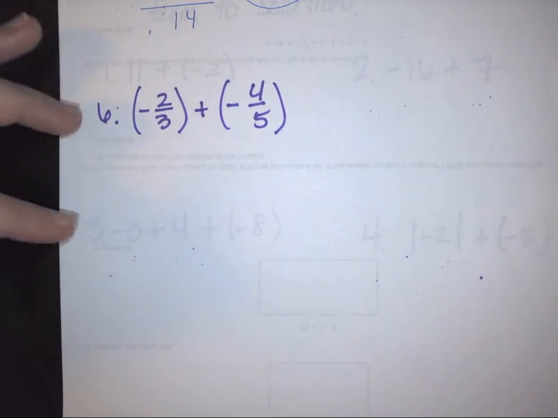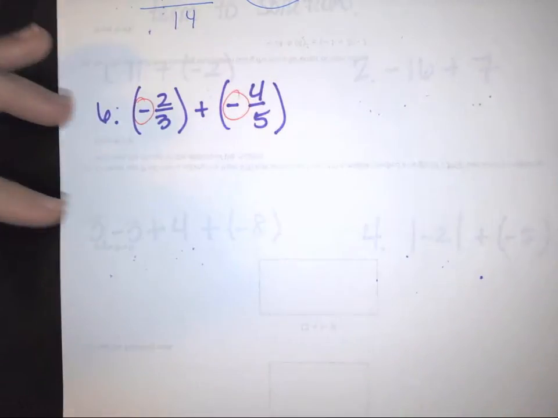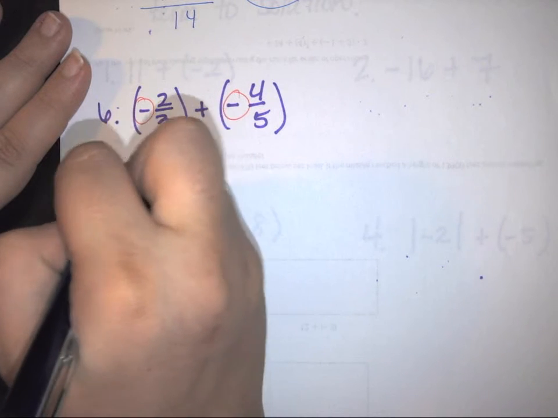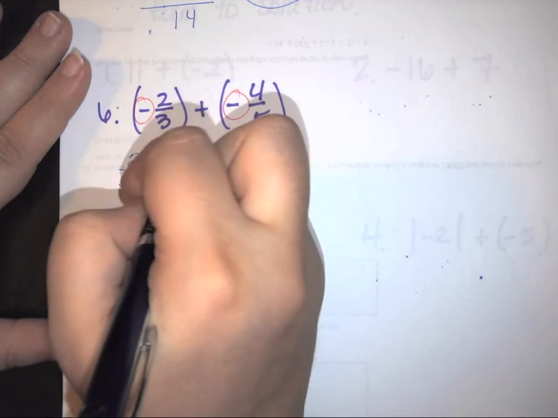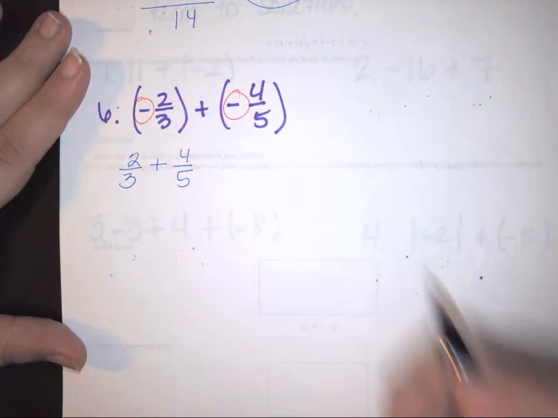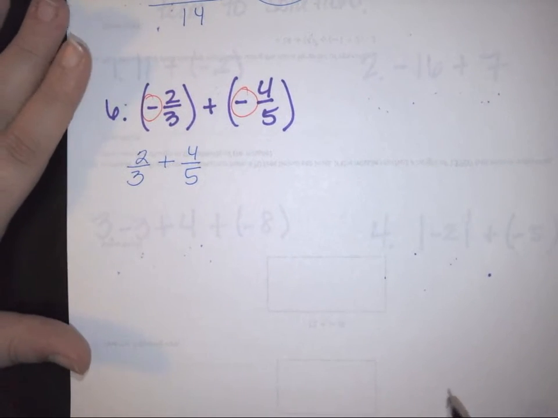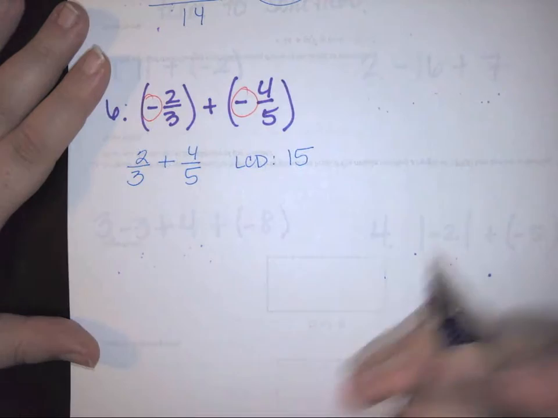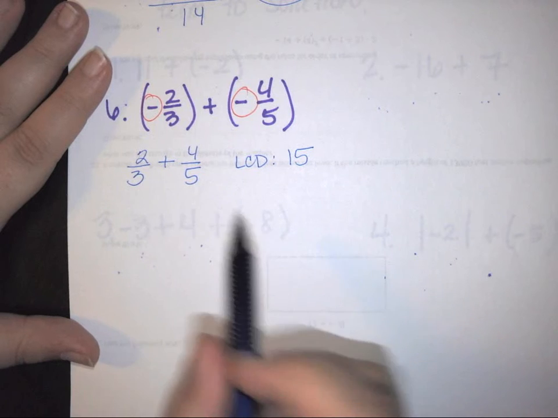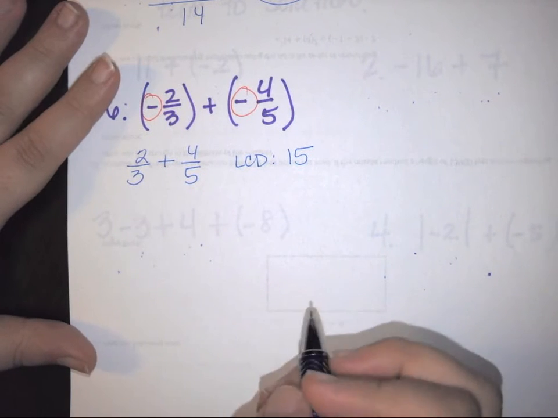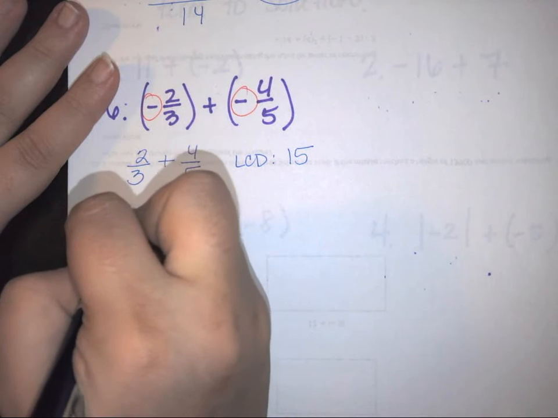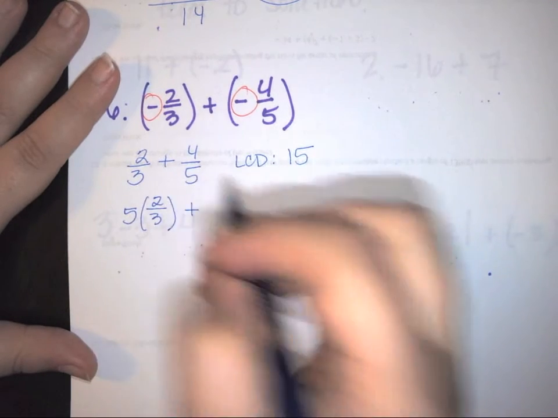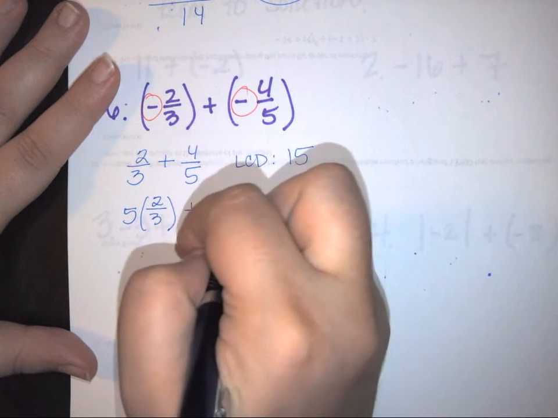Now here, again, I have 2 negative signs. And so I am just simply going to look at 2/3 plus 4/5. And I'm going to ignore the negatives till the very end. Well, my least common denominator here is going to be 15. And the way I got that is 3 times 5. So in my first fraction, in order to get 15 on the bottom, I have to multiply the whole fraction by 5. And then to get 15 on the bottom of the other, I have to multiply the whole thing by 3.